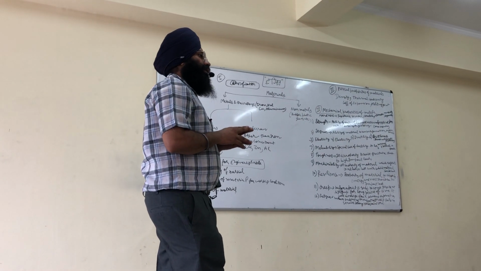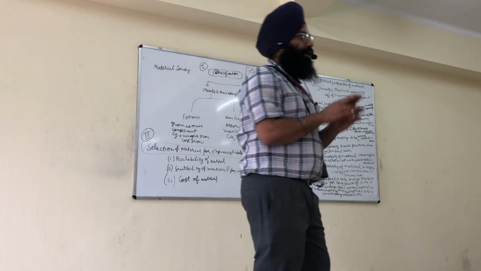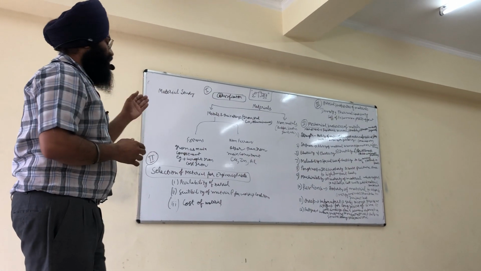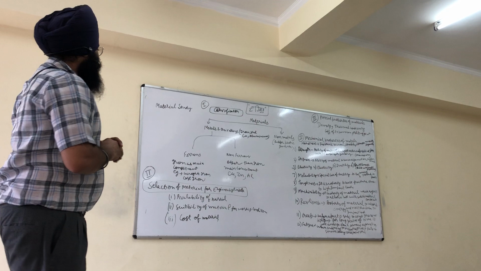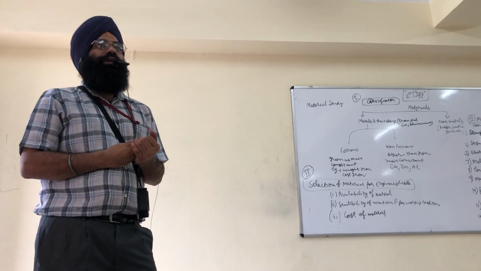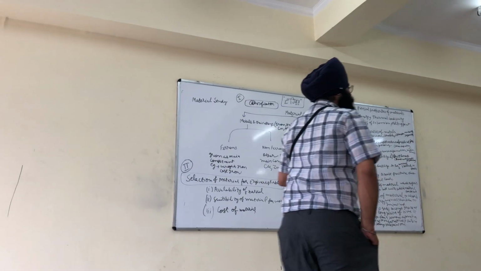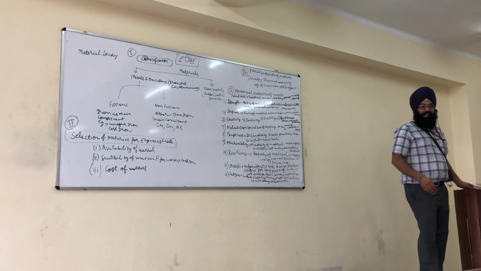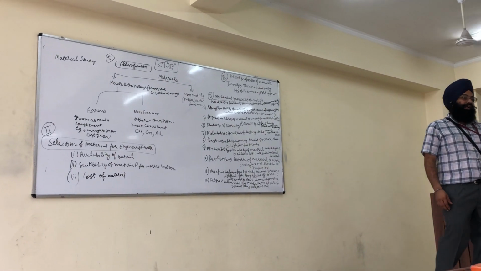For the second case, non-ferrous, iron will not be the major constituent, and the major constituent will be copper, zinc, aluminium. These are non-ferrous metals. Further, how do we select a material for a particular application? The selection of the material is done by, first, availability, whether the availability is there or not. Second, the cost of the material. What is the cost of the material which we are selecting?